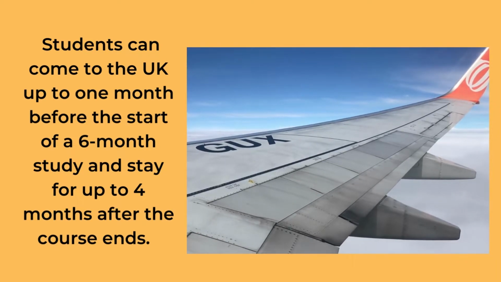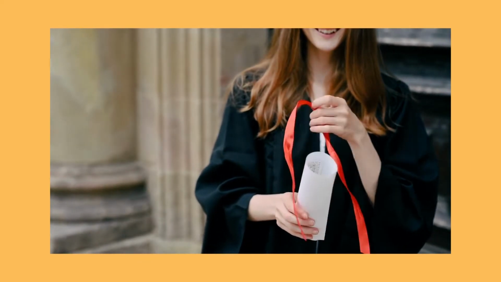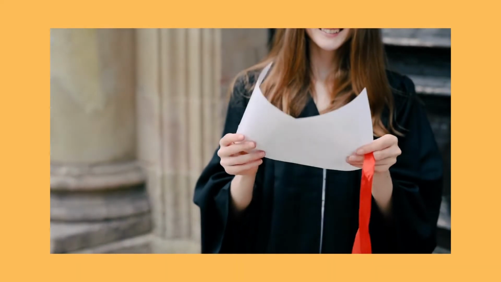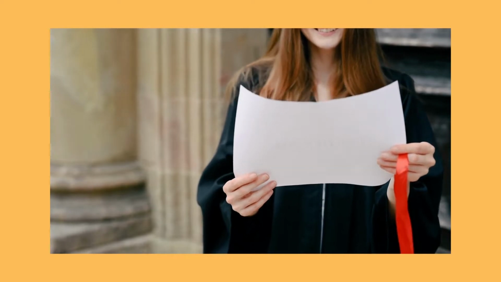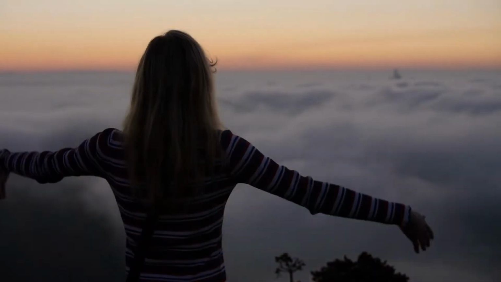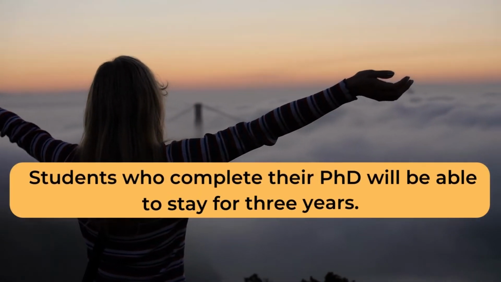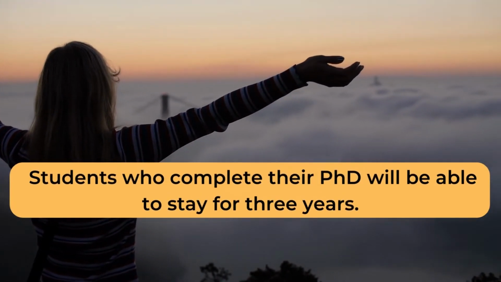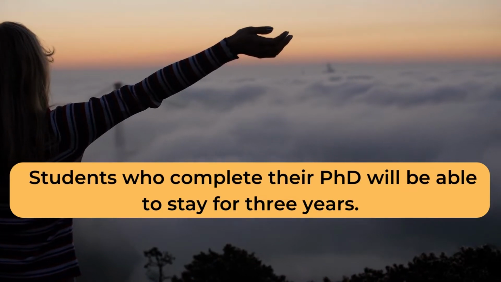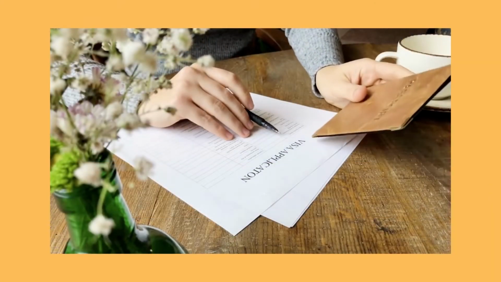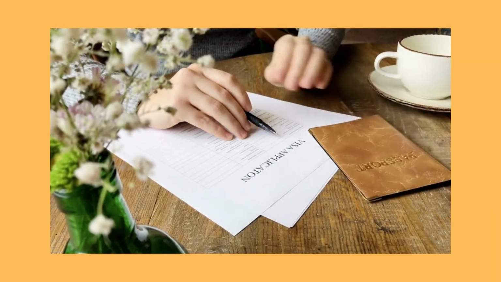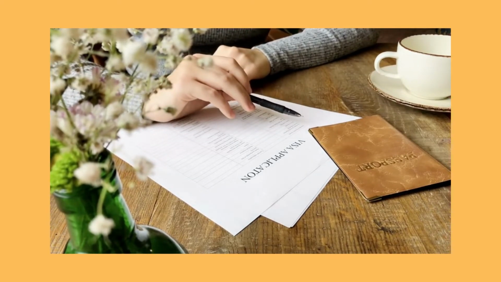From the 1st of July 2021, international students who have successfully completed an undergraduate or master's degree will be able to benefit from 2 years' work experience in the UK upon graduation, through the new graduate route. Students who complete their PhD will be able to stay for 3 years. The graduate route will require a new visa application, which will only be possible from inside the UK.